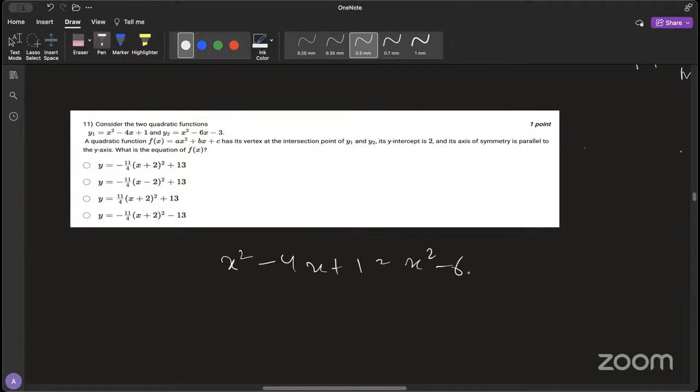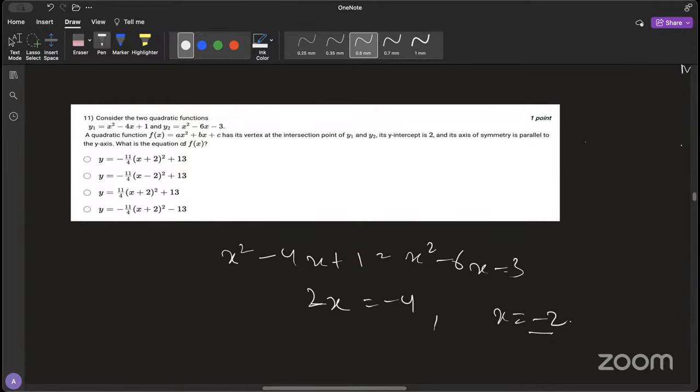But the thing is that I understood, I found their vertex and I found the y-intercept of both curves, but I'm unable to get the intercept. Okay, let's see.